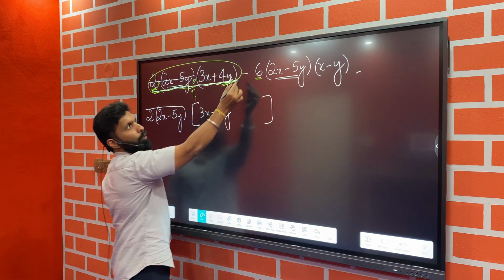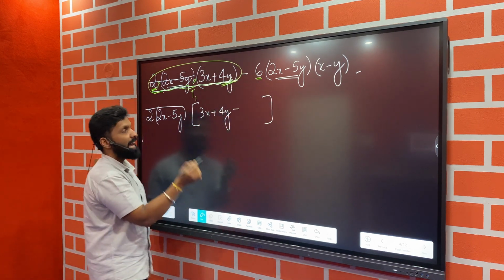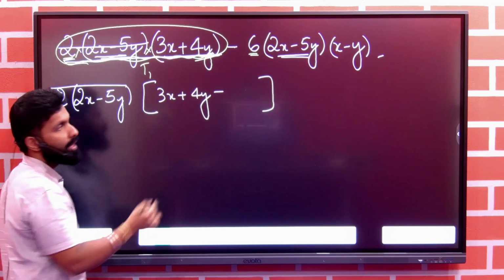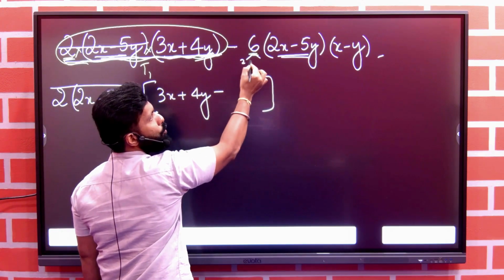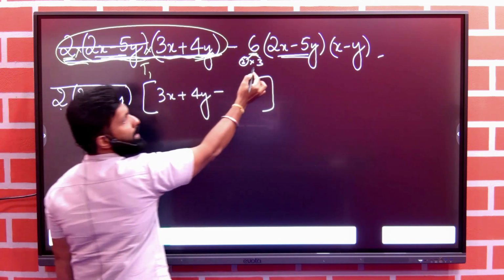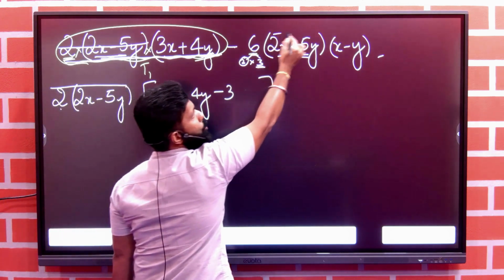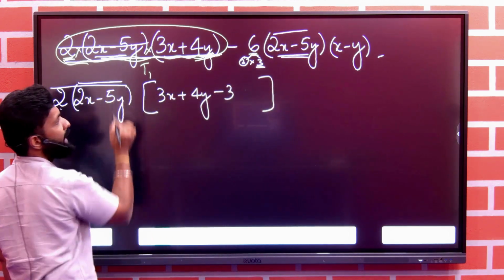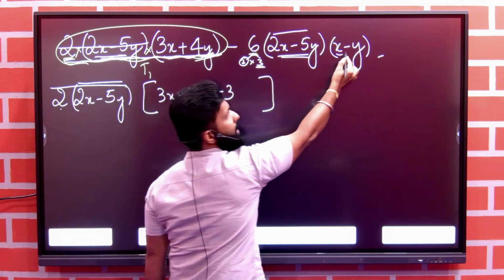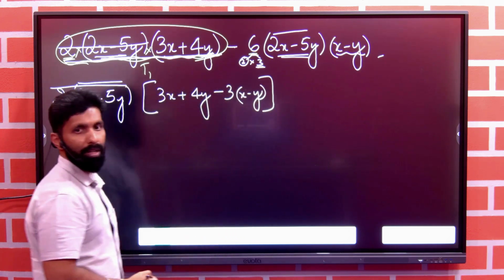Right? Now minus. From 6, I have removed 2 common out. So 6 is written as 2 into 3. So this 2 has already been written out. So what is remaining here? 3. And also this 2x minus 5y has already been taken common. So what is remaining here? X minus y. I hope you understood, right?